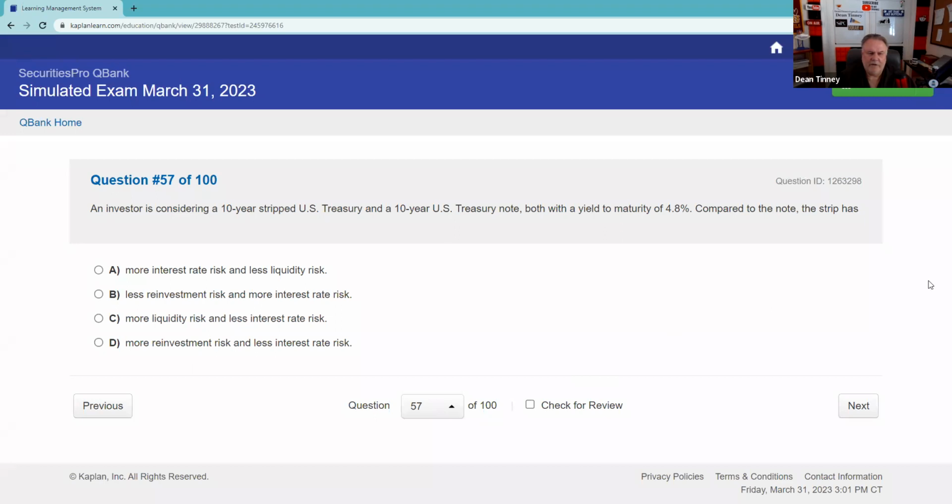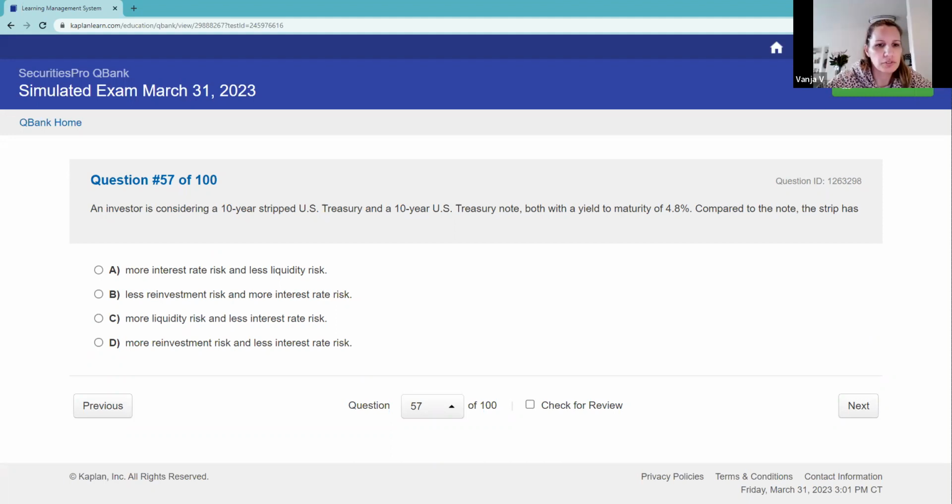An investor is considering a 10-year stripped U.S. Treasury and a 10-year U.S. Treasury note, both with a yield to maturity of 4.8. Compared to the note, the strip has more interest rate risk and less liquidity risk.